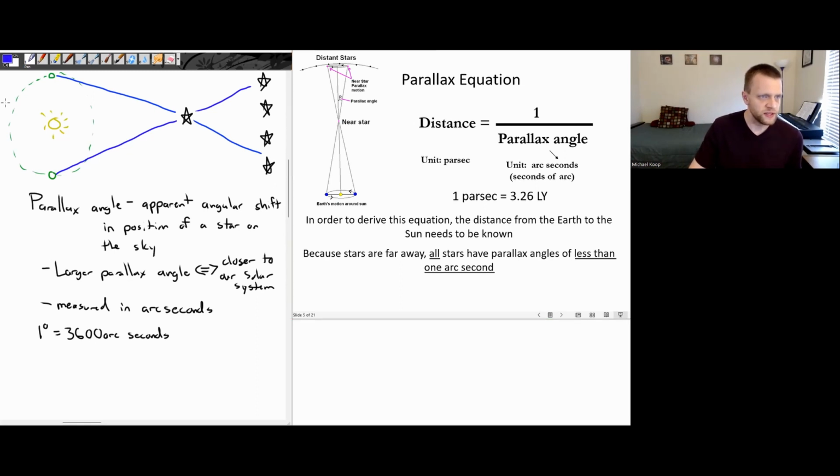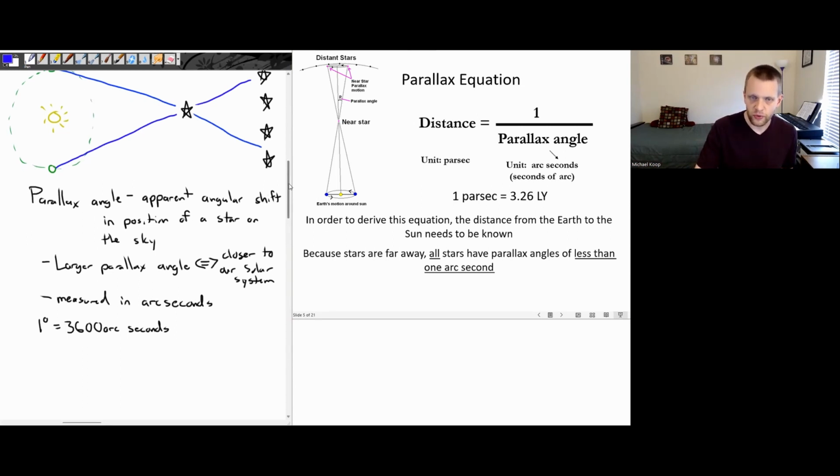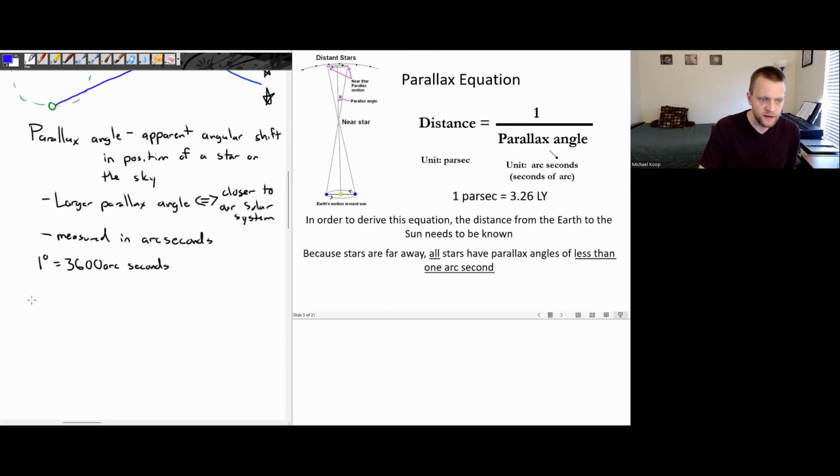So let's talk about how we can actually use this parallax angle to measure the distance. Here's the equation that we're going to be using. The distance to a star is equal to 1 over that parallax angle.